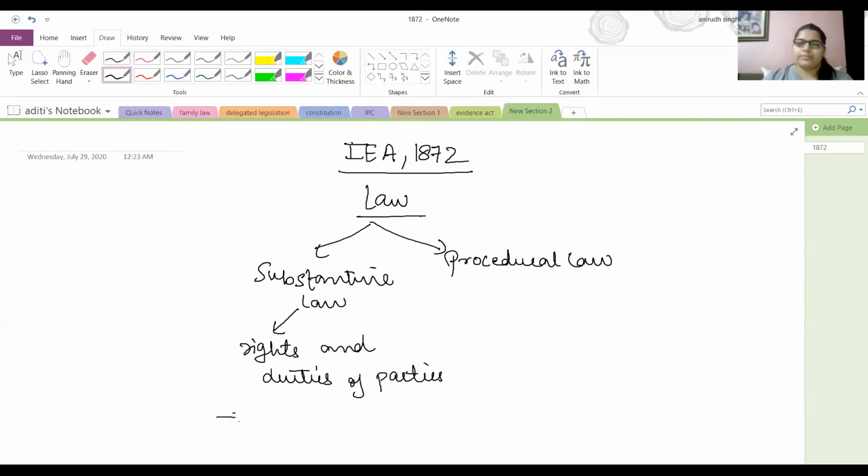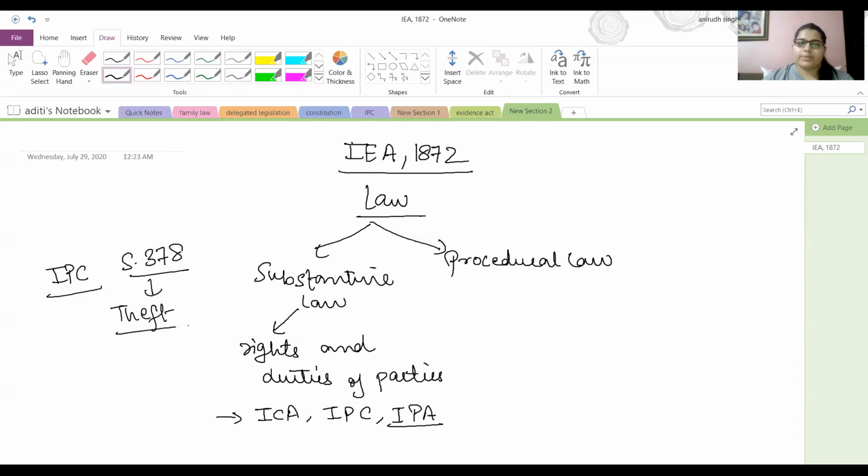For example, the Indian Contract Act, the Indian Penal Code, and the Transfer of Property Act. All these laws define substantive law, because in these acts the rights and duties of individuals or parties are defined. Talking about the Indian Penal Code, under section 378, which is theft, we all know that the punishment for theft is 3 years.